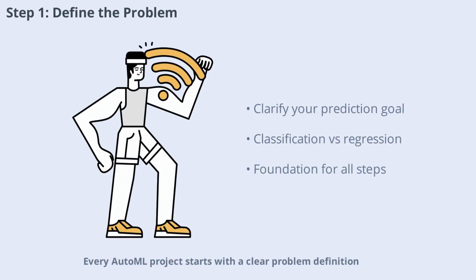Every AutoML project starts with a clear problem definition. Are you trying to classify something, predict a number, or forecast future trends? For example, predicting if a student will pass is a classification task, while predicting their exact score is a regression task. If you don't define your problem clearly, even the best AutoML tool won't give you meaningful results. So, always start by understanding exactly what you want to predict and why.